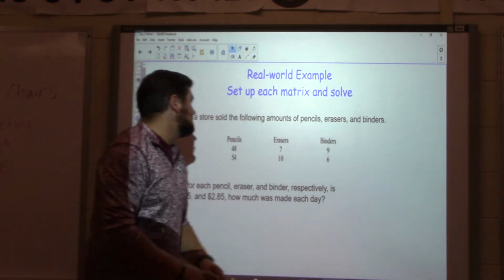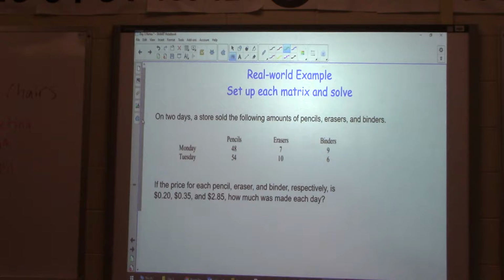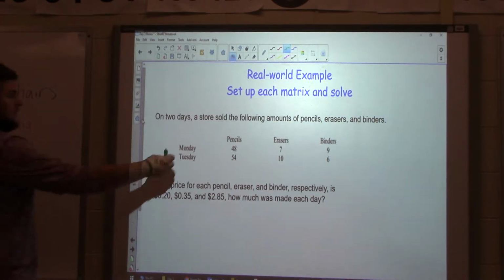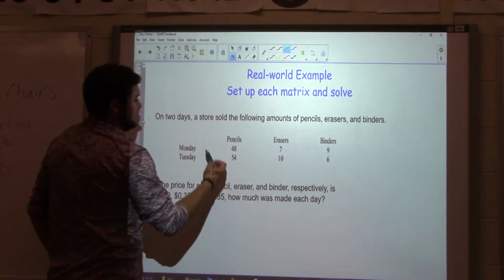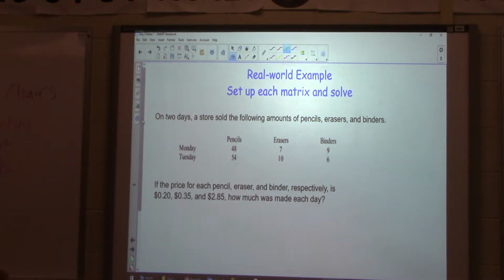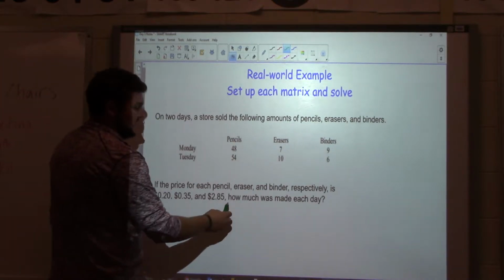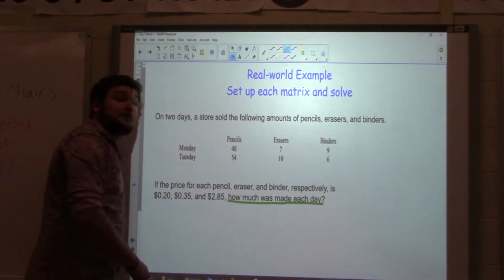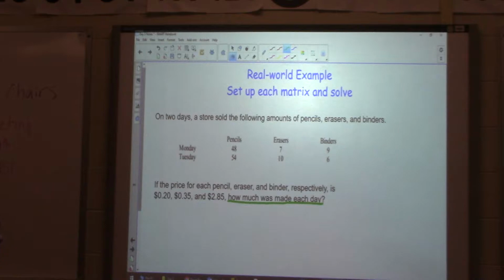On 2 days, a store sold the following amount of pencils, erasers, and binders. On Monday, 48 pencils, 7 erasers, 9 binders. Tuesday, 54, 10, and 6. The price for a pencil is 20 cents, an eraser is 35 cents, and a binder is $2.85. How much was made each day? Okay, so that's the question we need to answer, and we're going to do it by using matrix multiplication.